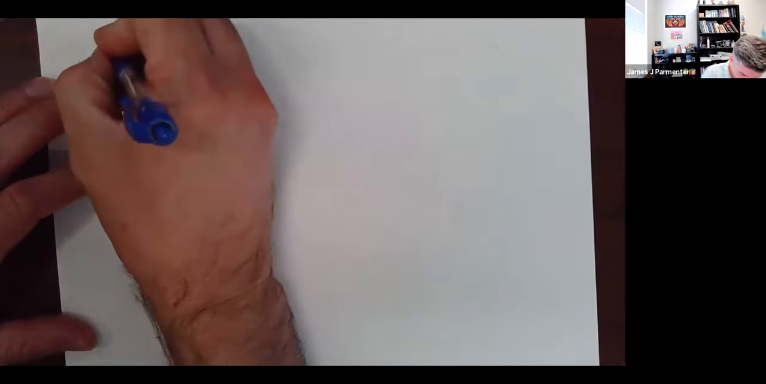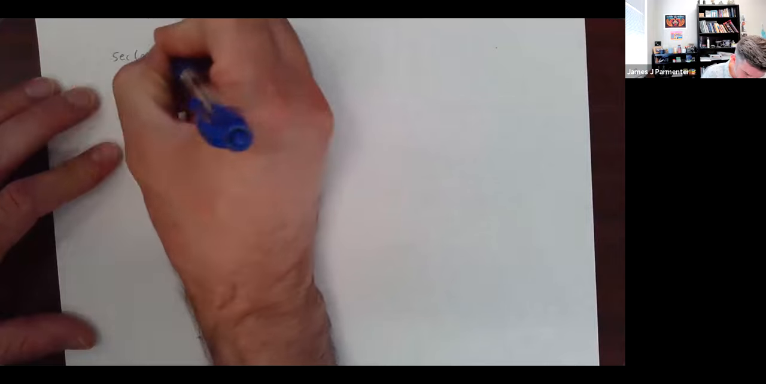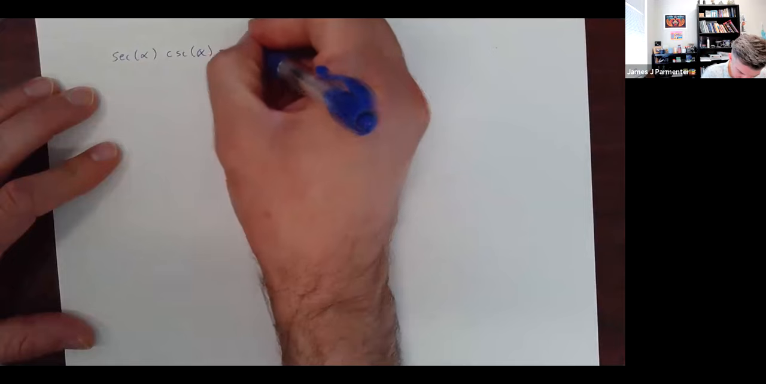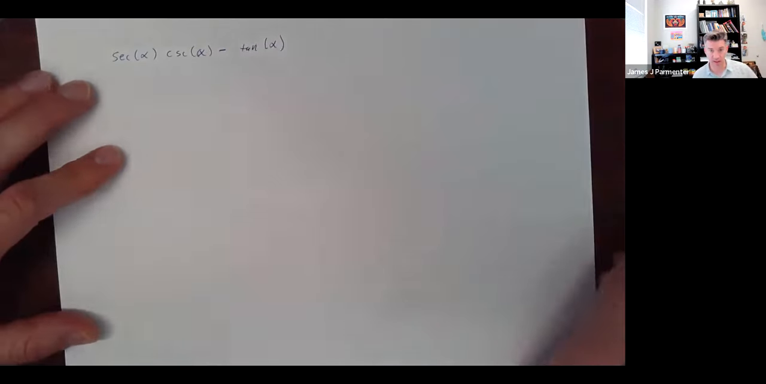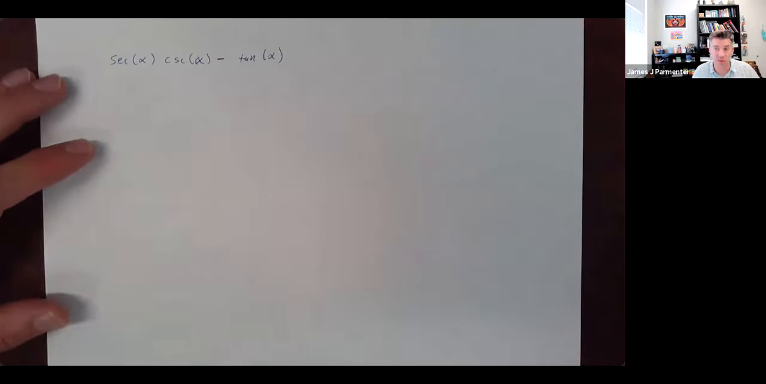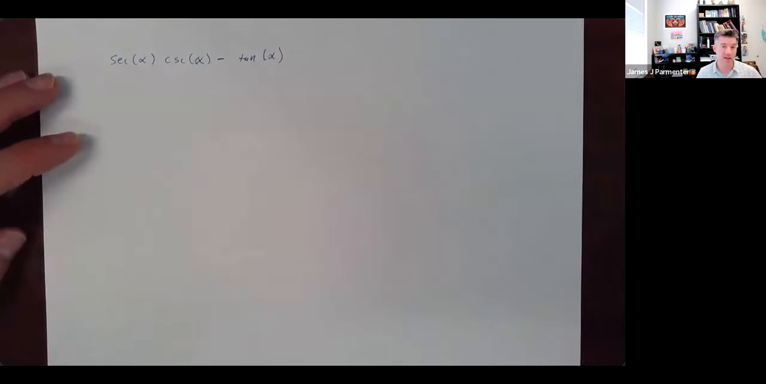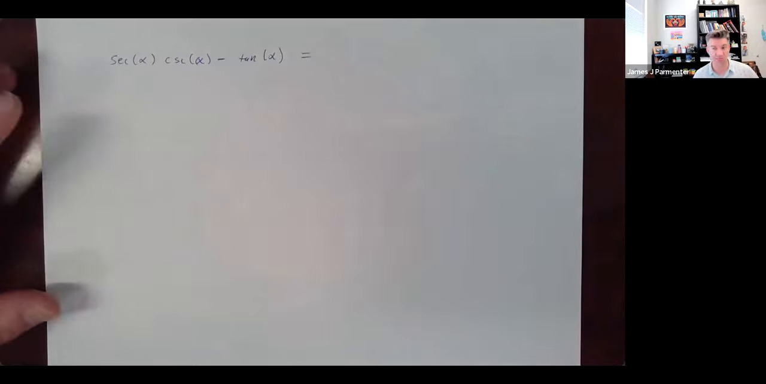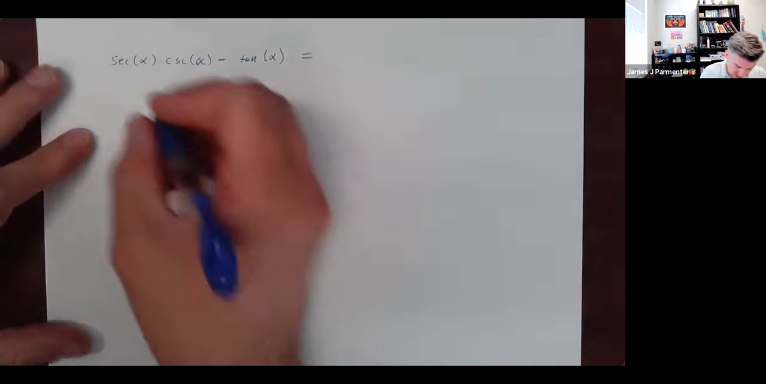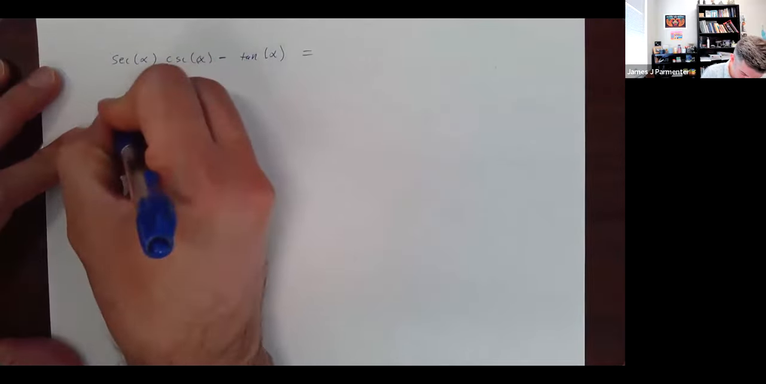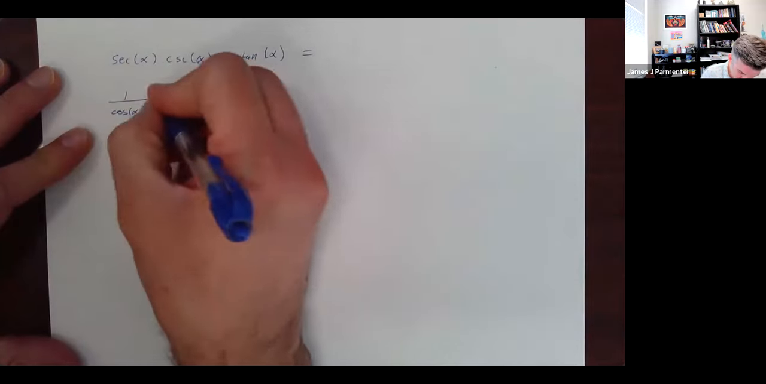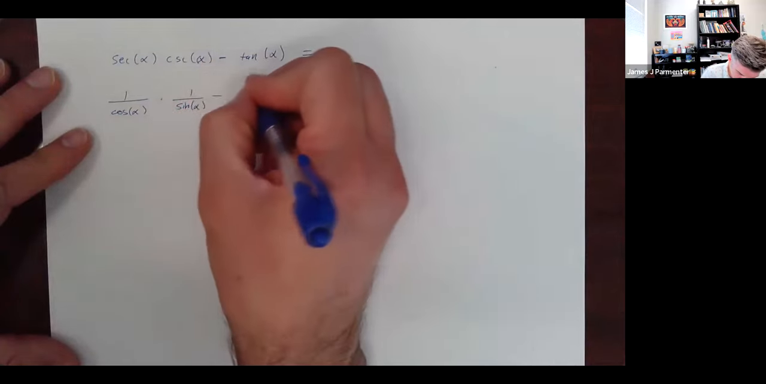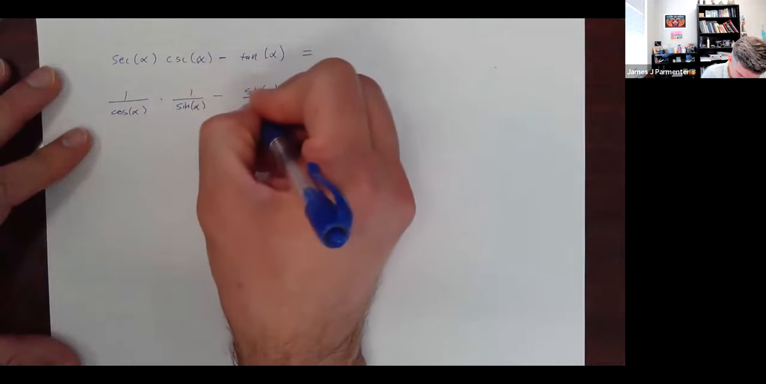Let's do secant of alpha times (cosecant of alpha minus tangent of alpha). Again, the idea here is we want to re-express this or simplify it in such a way that it can be just one term. And again, I'm going to fall back on sines and cosines. So secant is really 1 over cosine of alpha. Cosecant is 1 over sine of alpha. Tangent is sine of alpha over cosine of alpha.